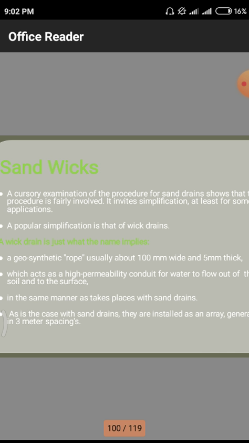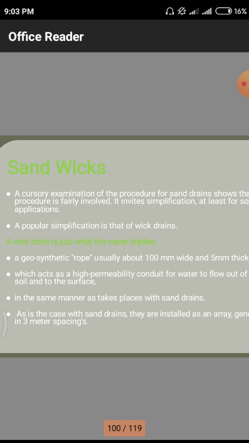Why? Because there may be some transfer of water from one wick to another wick, so we need to have some bonding between those wicks. To create a bond between those wicks, we need to provide this geosynthetic rope, usually 100 mm wide and 5 mm thick. That means 100 mm wide means the length, and then the thickness.